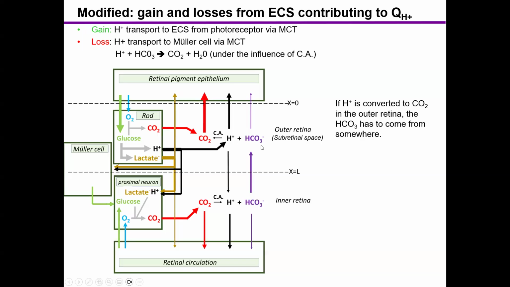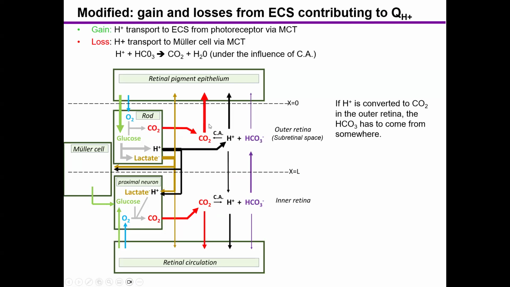That would require a source of bicarbonate in order to do this buffering. So it could be, and we don't know, that the buffering works in the other direction, in the inner retina. So if the inner retina is doing mainly oxidative metabolism and producing a lot of CO2 and not very much hydrogen ion, that CO2 could be converted into hydrogen ion in the inner retina, and that bicarbonate could then be used to help buffer the pH in the outer retina.